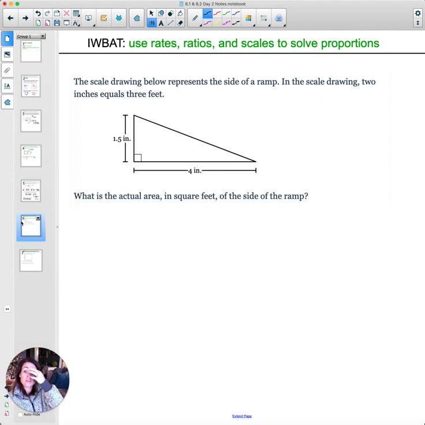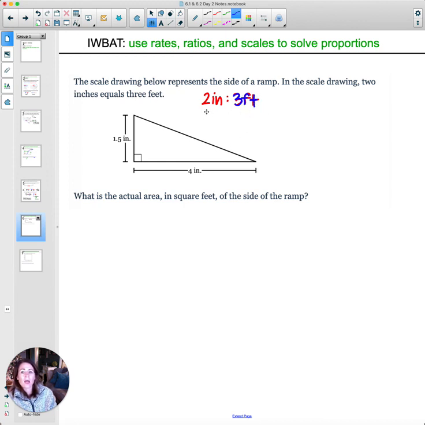For this one, it says the scale drawing below represents the side of a ramp. In the scale drawing, 2 inches equals 3 feet. Okay, so they gave you a scale there. So the scale is 2 inches, actual is 3 feet. So what is the actual area in square feet of the ramp? So first we want to actually convert these to actual measurements. So every 2 inches is 3 feet.